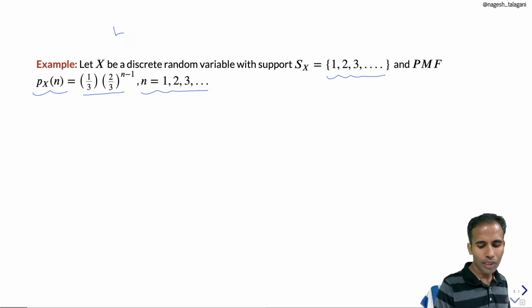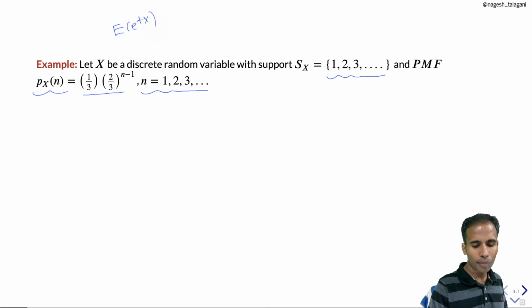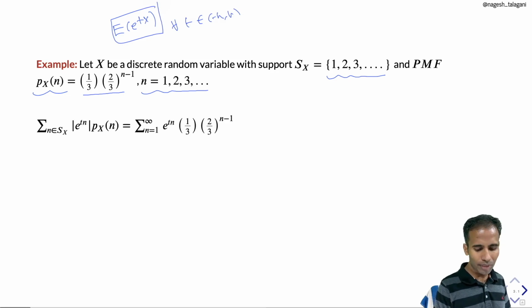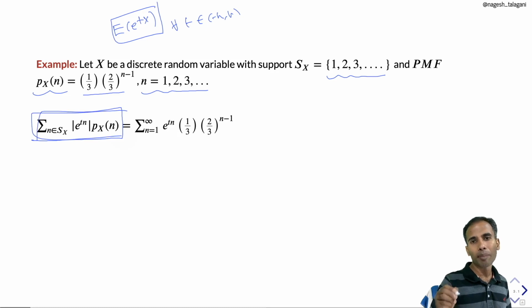For that we need to see if the expectation of e^(tX) exists for all t in some neighborhood of 0. That is, for some h positive, we want to see if the expectation of e^(tX) exists for all t belonging to -h to h. To see this, we need to consider the summation over n belonging to S_X of |e^(tn)| p_X(n). If this summation converges for all t in some neighborhood of 0, then the MGF exists, otherwise not.